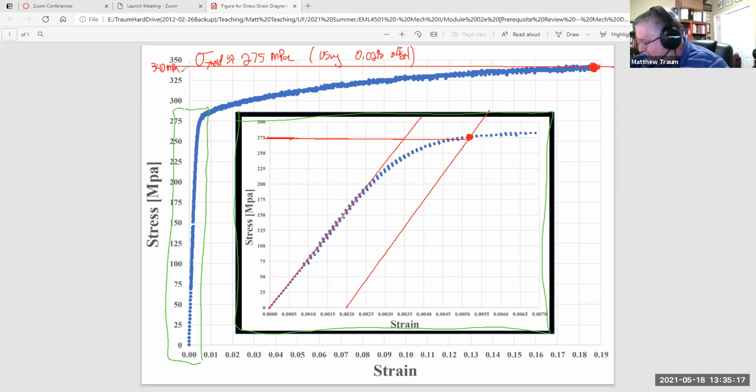So let me put this over here. So here's my yield, approximately 275 megapascals. And then my fracture or failure stress is about 340 megapascals. Okay. Any questions so far? This should be hopefully a review of mechanics and materials stuff. Let me get rid of this because it's in my way.